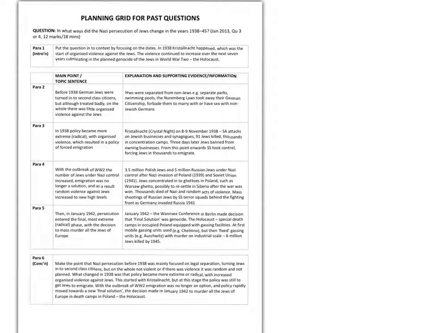Here's a question from January 2013. It was a question 3 or 4, that's a 12 marker, so you need to spend 18 minutes on this question. The question is about how policy towards the Jews changed in the years 1938 to 45. So the question is, in what ways did the Nazi persecution of Jews change in the years 1938 to 45?